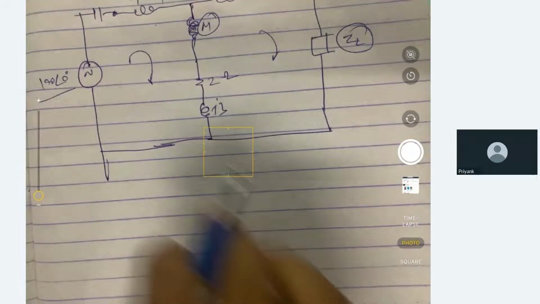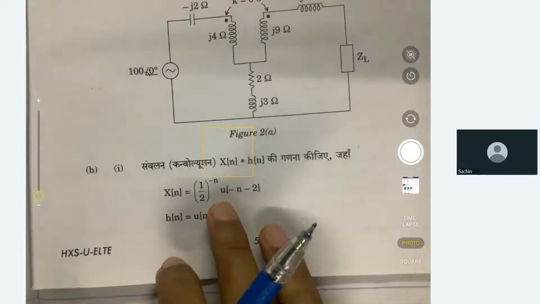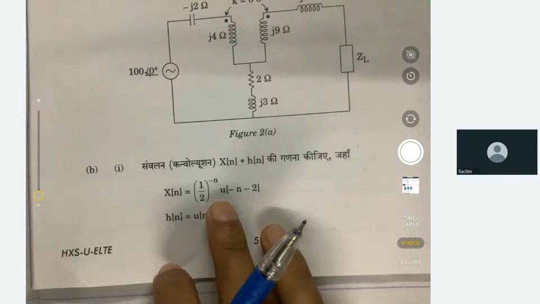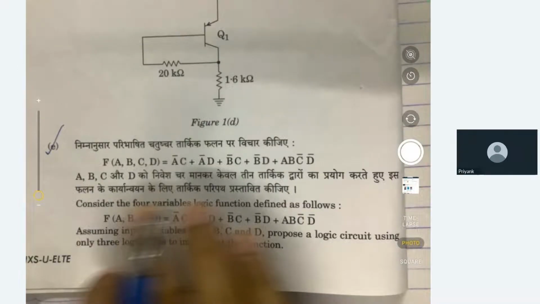Okay, so now coming to question number 2B. Excuse me, sir. Sir, can you solve that previous digital electronics question? So you are saying this question, using K-map, you said that.